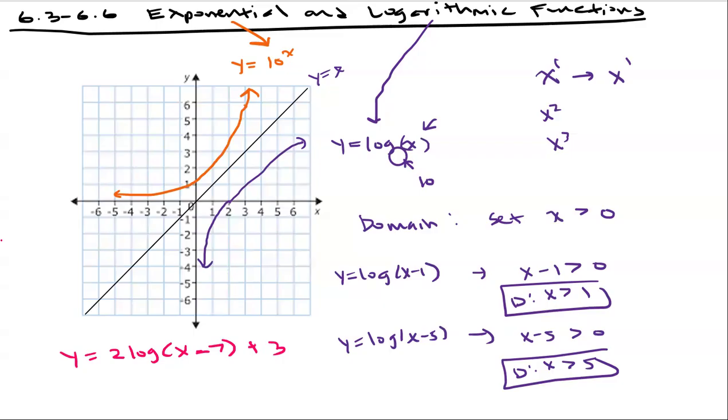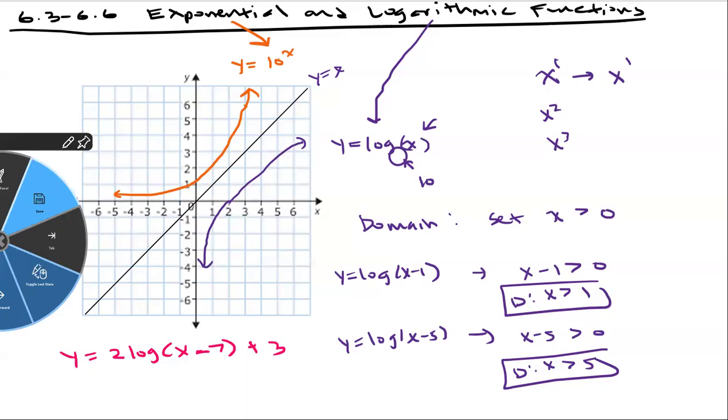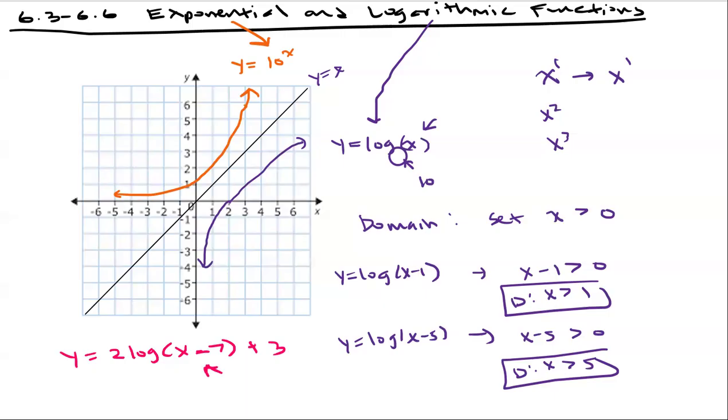Okay, so again, they want us to find, let's say, the domain. Well, what do we focus on when we think about the domain? Inside the parentheses, right? We look in here. So we take the x minus 7 and we set that to greater than 0. Add 7 to both sides, and we get x is greater than 7. And that will be the domain of the function.